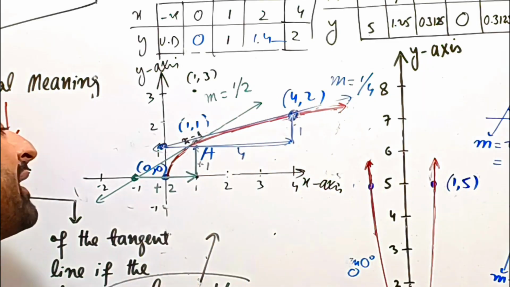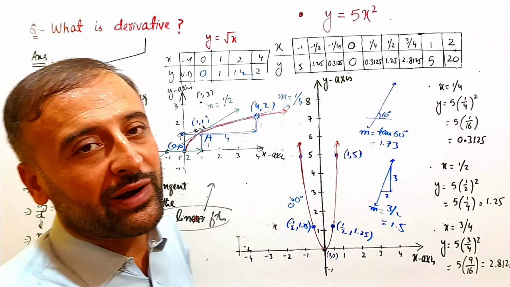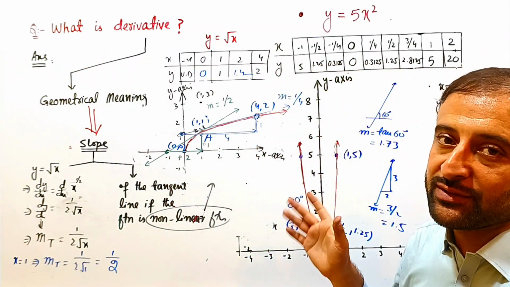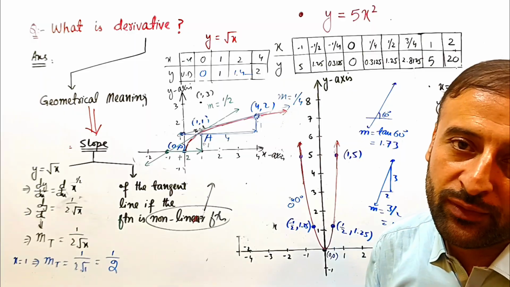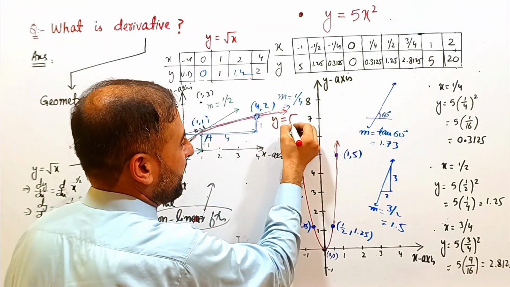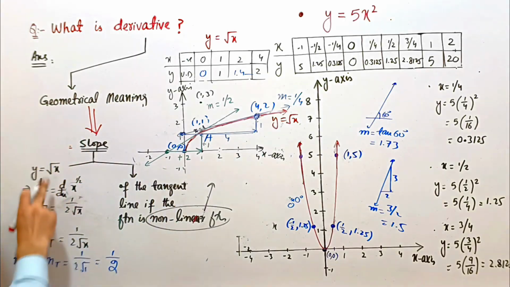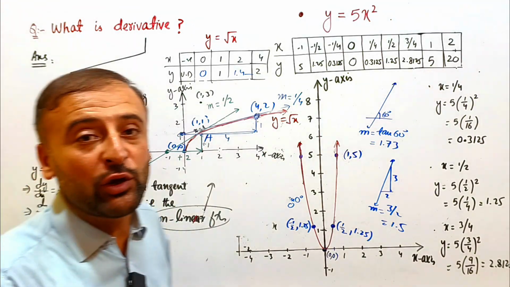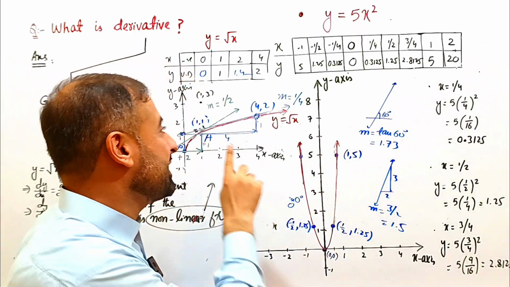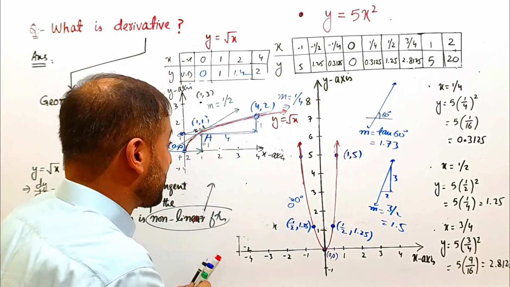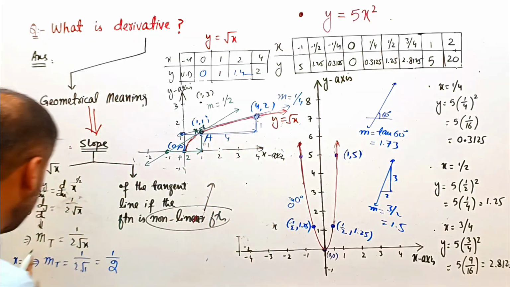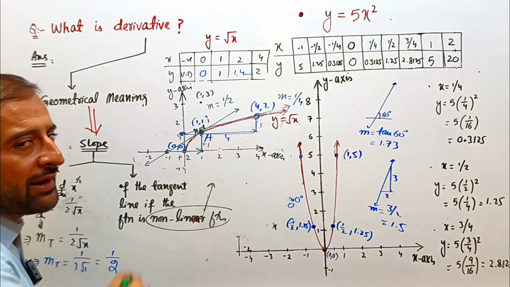The slope of the green line is 1 by 2. How will you find the slopes of these lines without drawing the graphs? With the help of the derivative. You have the function, y is equal to square root of x. You determine its derivative and just put the value of x of the point at which the tangent is drawn. Since this tangent is drawn at x is equal to 1, just put x is equal to 1 and you will get the slope of the tangent line.